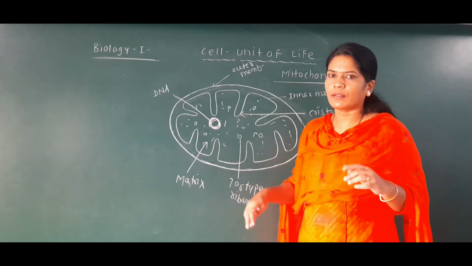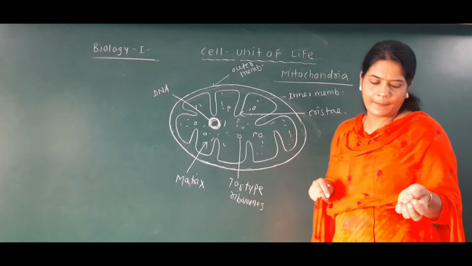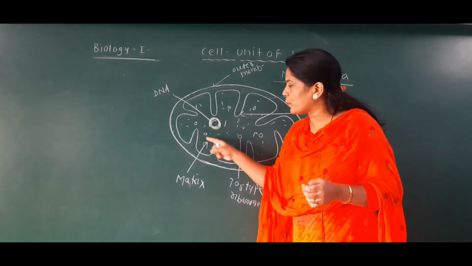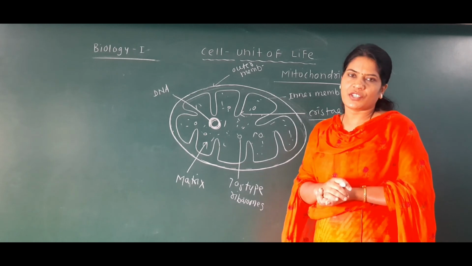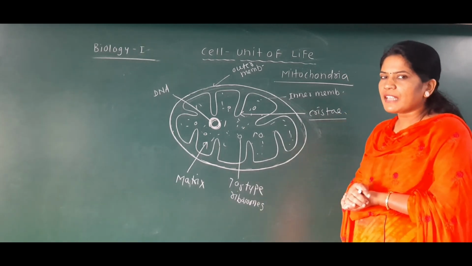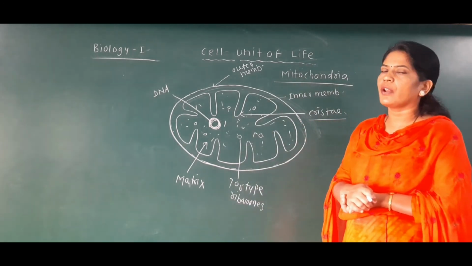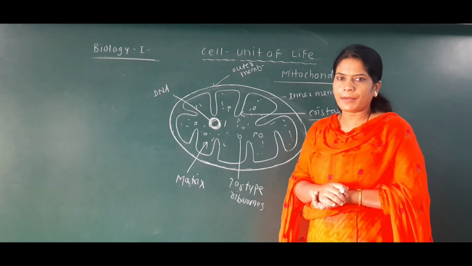It is continuous. But the inner membrane of the mitochondria shows finger-like projections, and those finger-like projections are called the cristae. If the question is asked which membrane of the mitochondria shows finger-like projections or cristae, the answer is the inner membrane.